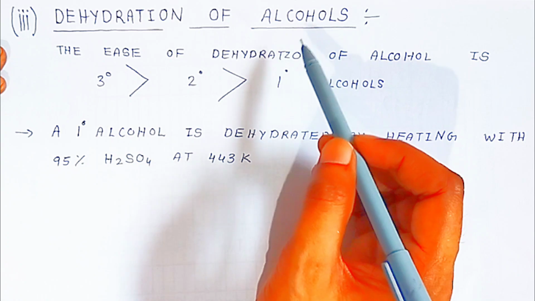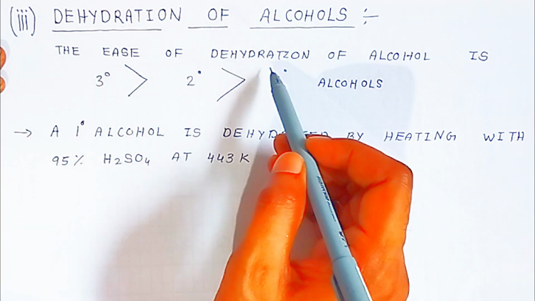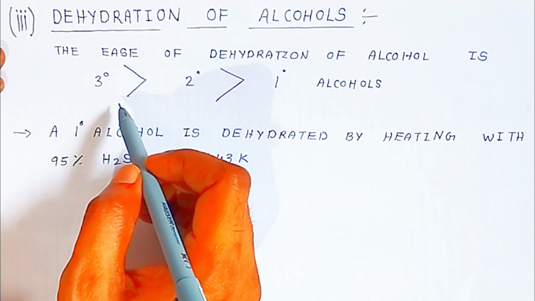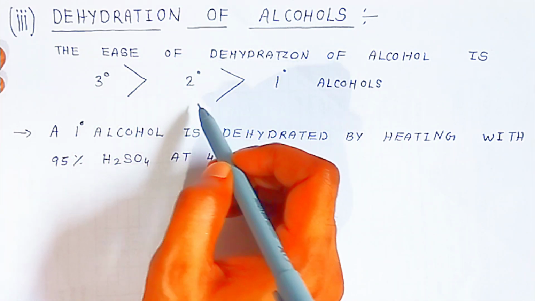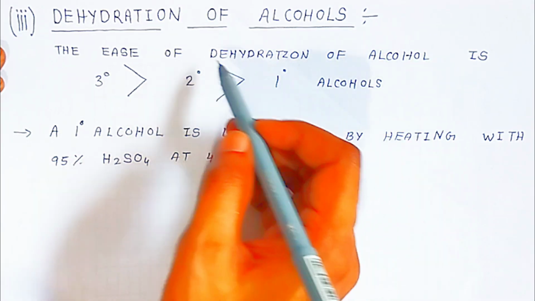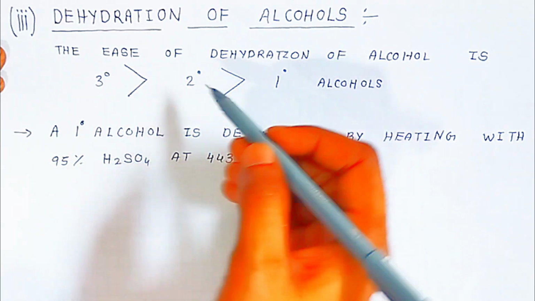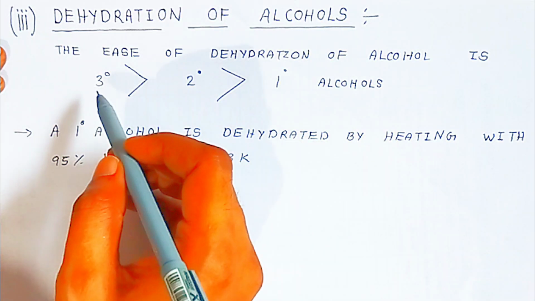Dehydration of alcohols. Now, very important, students, the ease of dehydration of alcohol is like this. Third degree alcohol, it is very easy to dehydrate third degree alcohol as compared to second degree alcohol, as compared to first degree alcohol. Dehydration of tertiary alcohol takes place very easily as compared to secondary alcohol, as compared to primary alcohols. Understanding, students? So this is very important, students.